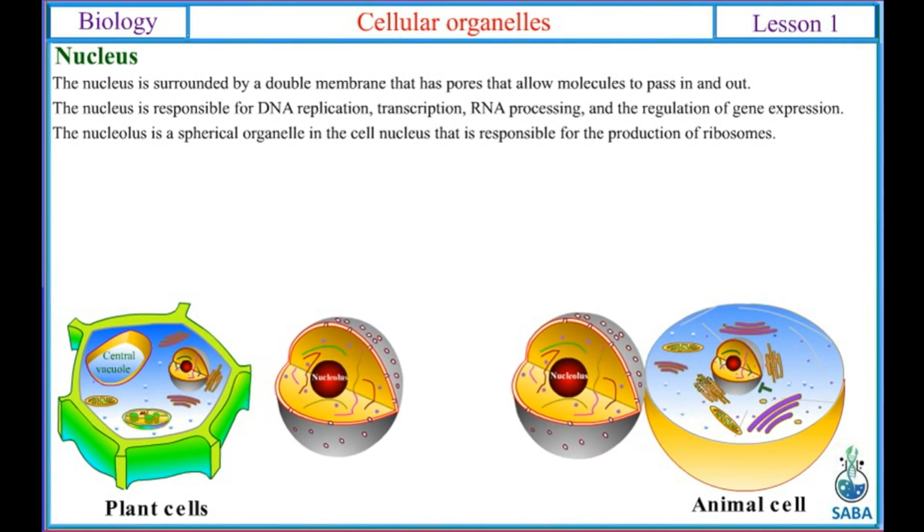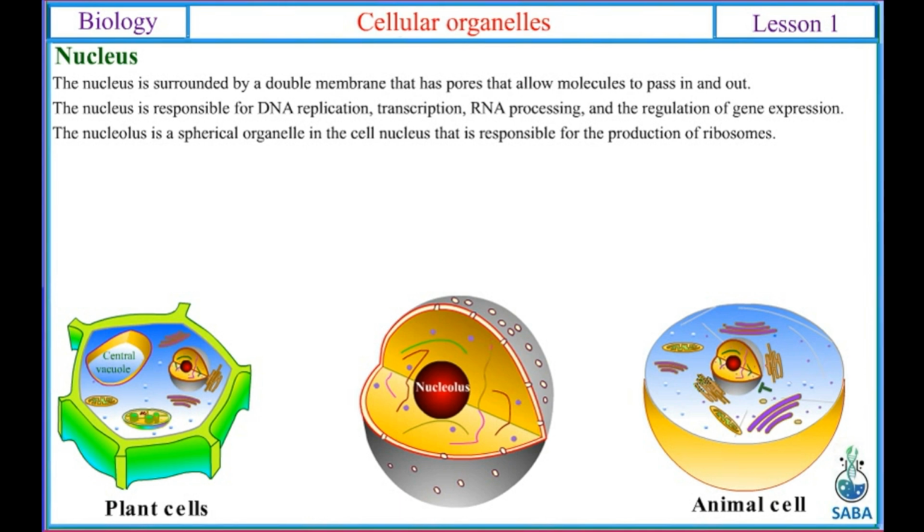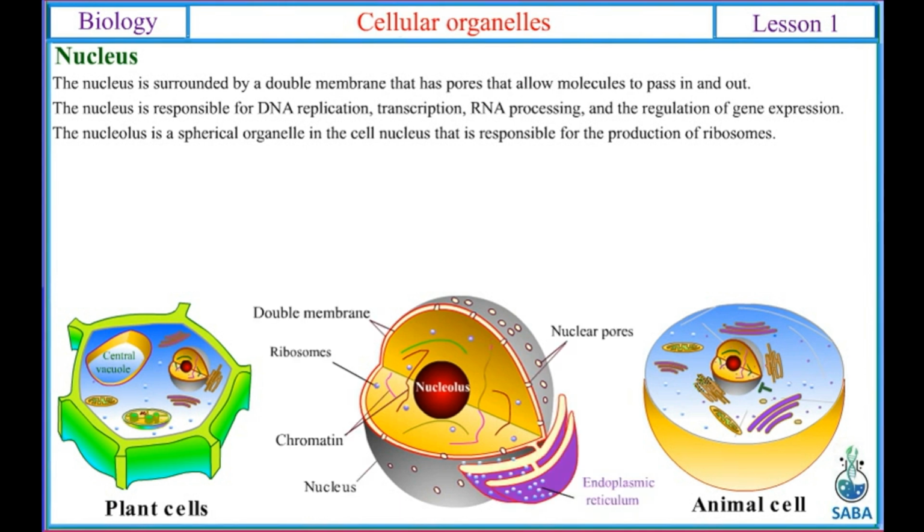Nucleus. The nucleus is surrounded by a double membrane that has pores that allow molecules to pass in and out. The nucleus is responsible for DNA replication, transcription, RNA processing, and the regulation of gene expression.